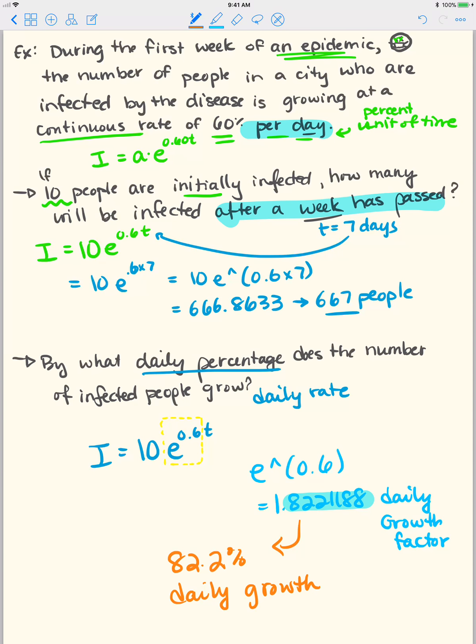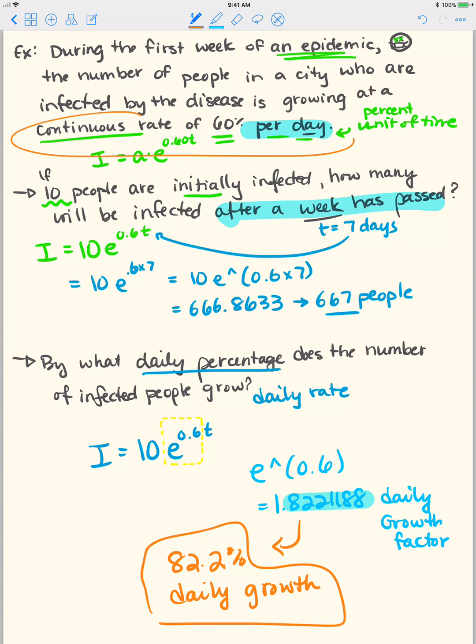So it's a pretty high growth rate there. But you're taking the daily continuous rate of 60%, putting 0.6 on an e, and then that will give you the exponential daily growth rate instead of the continuous growth rate. So that is the number e with functions.